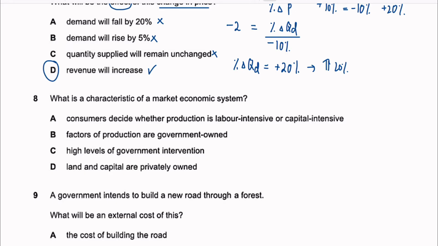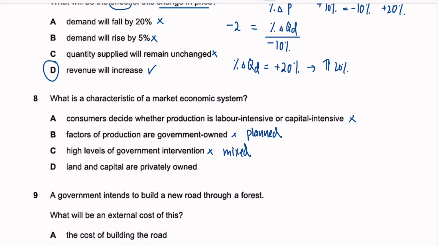Okay, so we read the statements. A. Consumers decide whether production is labor intensive or capital intensive. This is wrong. Okay. B. Factors of production are government owned. This is more suitable for planned economy. Okay. C. High levels of government intervention. So this is usually for mixed economy. Okay. So mixed economy means that there are both firms and government intervention.